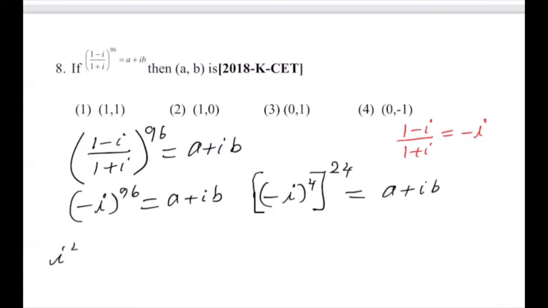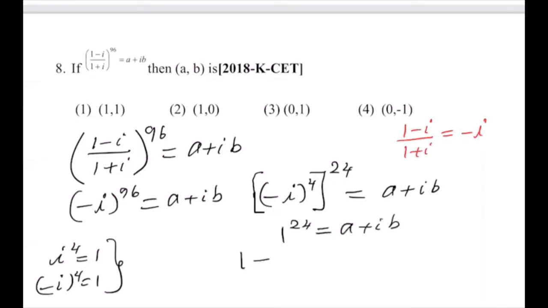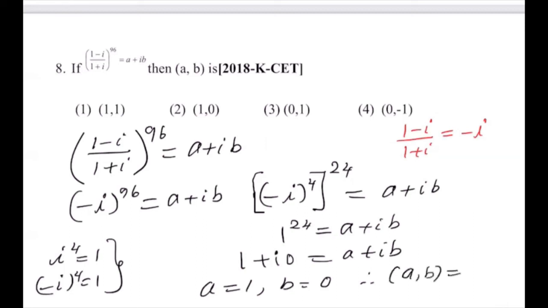As we know, i to the power 4 is 1. (−i) to the power 4 is also 1. You can write this as 1 to the power 24, that is A + iB. 1 to the power 24 is 1, plus, no harm if I write, plus i times 0, equals A + iB. Now equating the corresponding real and imaginary parts, you get A equals 1, B equals 0. Therefore, (A, B) is (1, 0). So the answer is the second option.